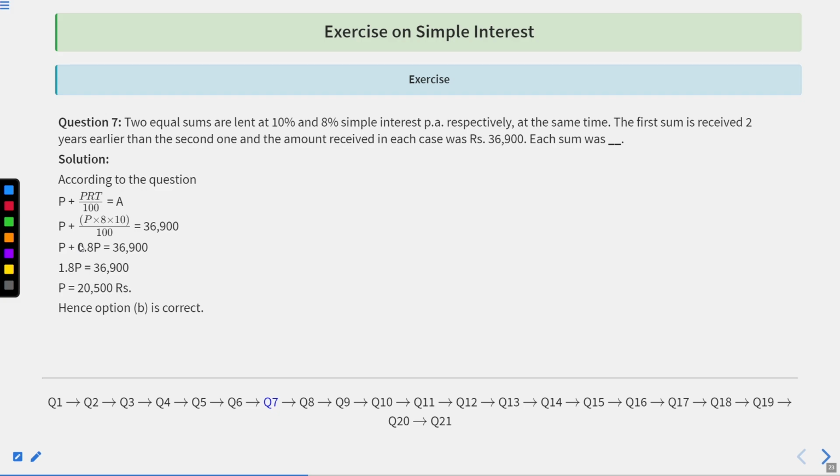So according to the question, p plus PRT upon 100 is equal to A. So this is A, principal plus simple interest. So p plus p times 8 times 10 upon 100, that is equal to 36,900. So p plus 0.8p will be equal to 36,900. So when you simplify this, you will have 20,500 rupees. So the answer here is option B.